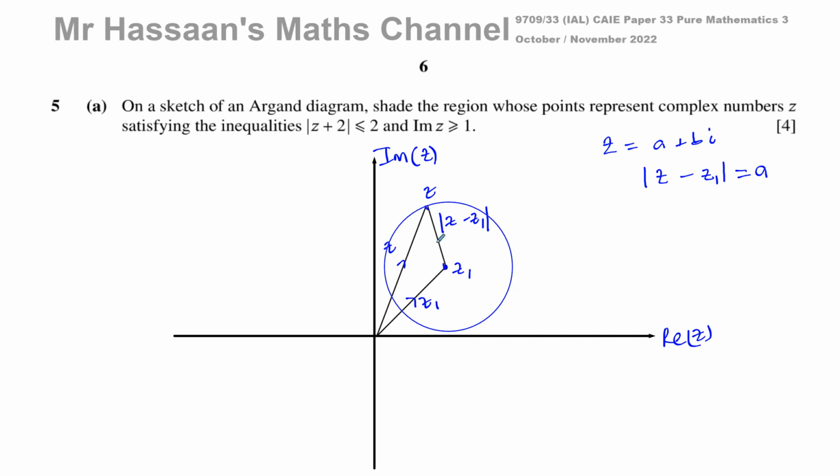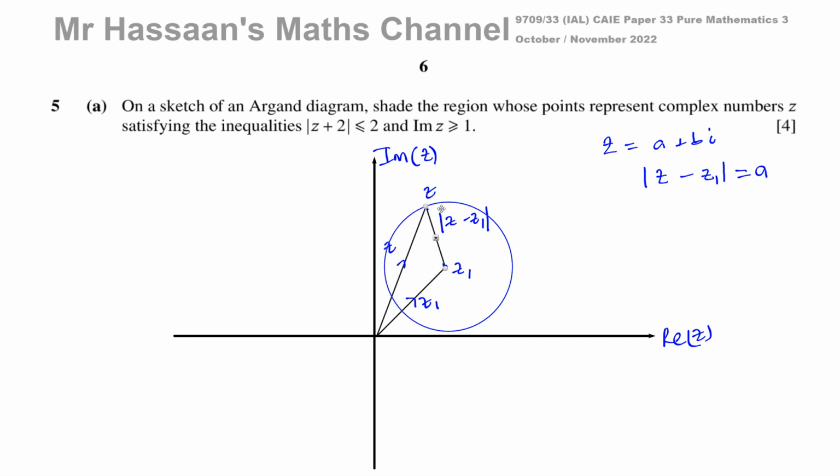And if I now take this line here and rotate it around, it's going to be Z minus Z1, that same distance all the way along. The length of that line, the magnitude, is Z minus Z1. So every single point along this circle satisfies the condition that the magnitude of Z minus Z1 is equal to the radius of the circle, which we've called A here.